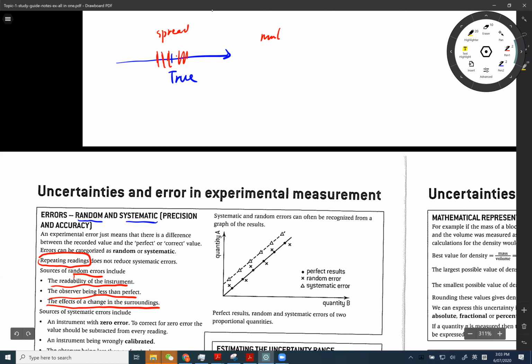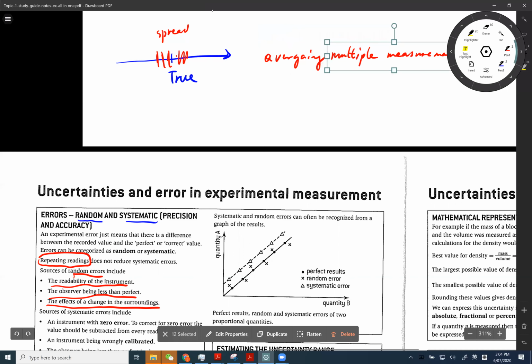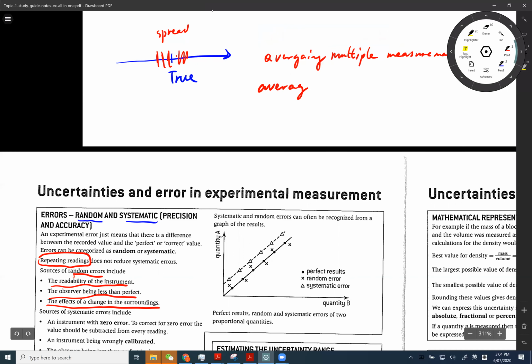You can say multiple measurement. Calculate the average. Averaging the multiple measurements or reading on average, the repeated reading, you can reduce random error.